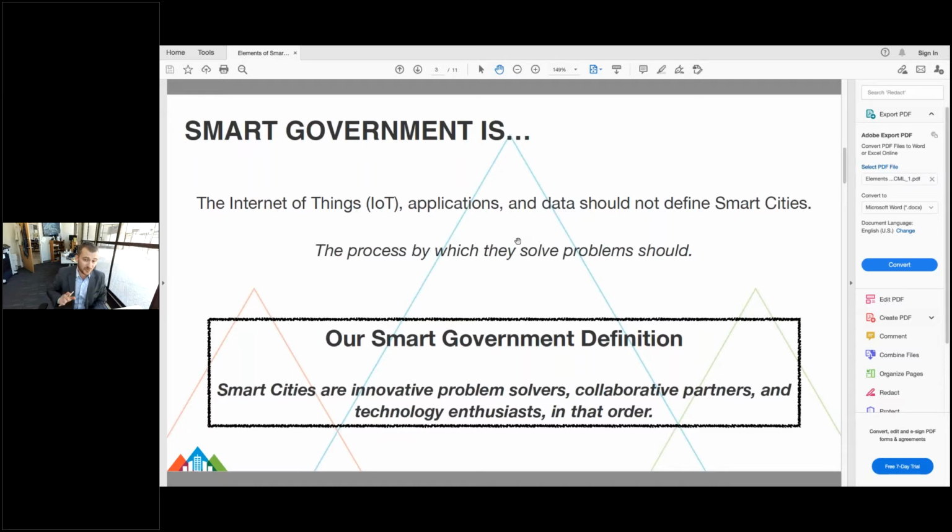However, in order to do that very well, we think that you need to have some process established that helps you understand how to solve problems that use the Internet of Things and these new tools that are available to government, but should not define them by itself. So we believe that smart cities are really innovative problem solvers, they're collaborative partners, and they're technology enthusiasts in that order. So technology is never really the first thing you should be looking at, but it's a tool, and we'll show you what these elements of smart government help you to use these new tools in better and smarter ways.